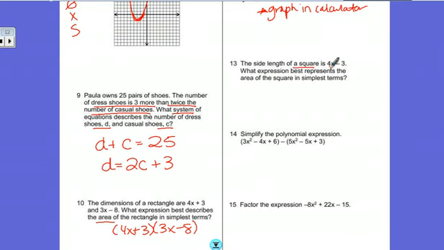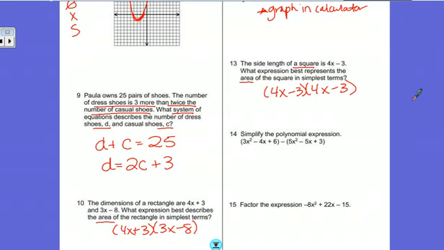13, I'm also not going to do in full for you, but it's just like 10. It says a square, and it has that as a side length, and it wants the area. Area is length times width, but if it's a square, it's the exact same thing. So you're just going to do 4x minus 3 times 4x minus 3. FOIL or double distribution, and you should be able to get your answer.